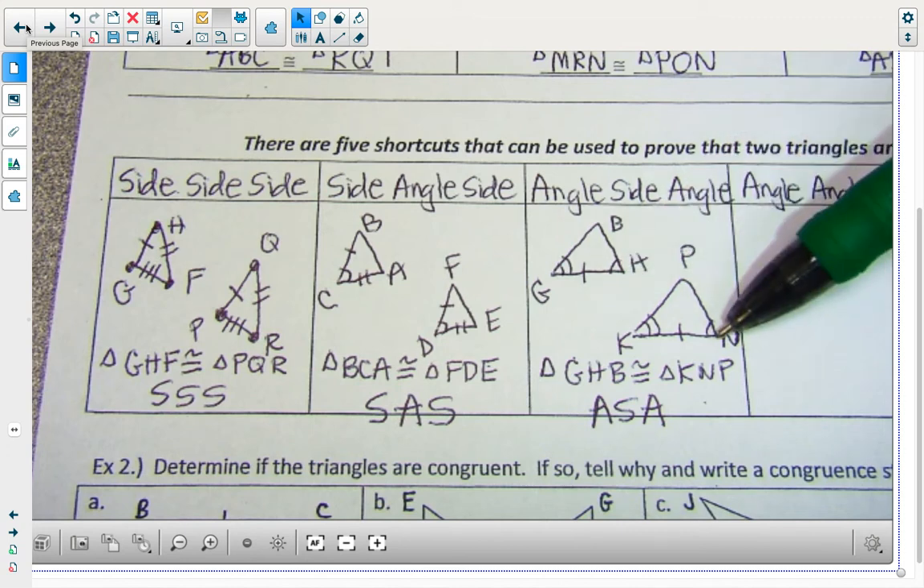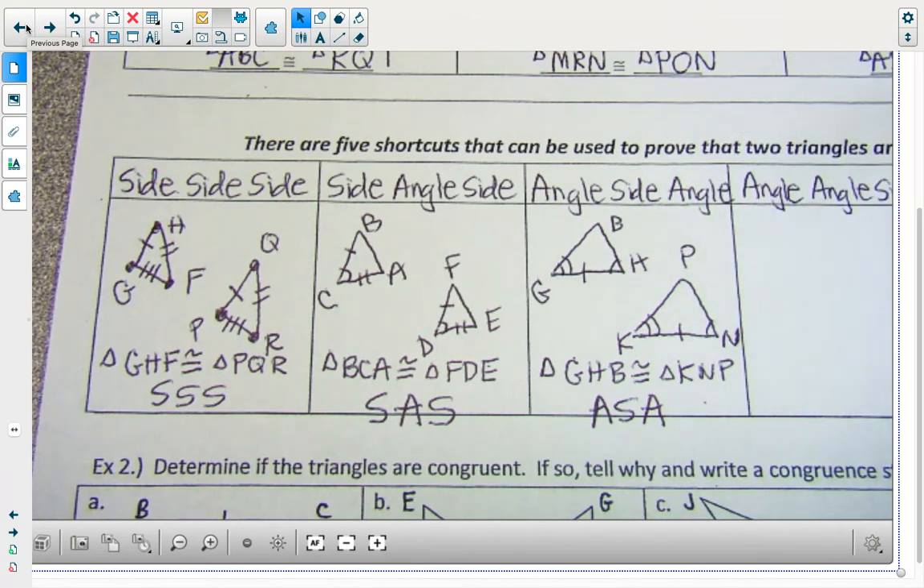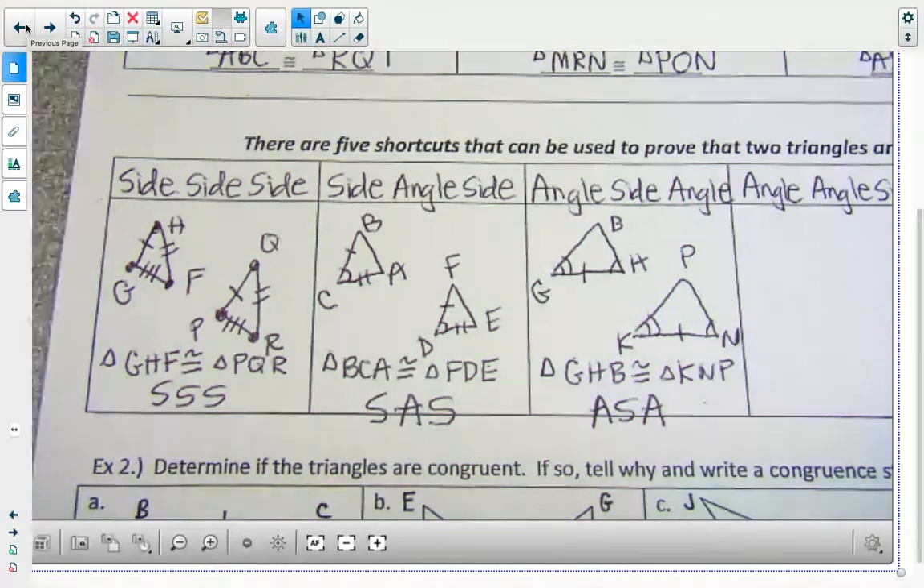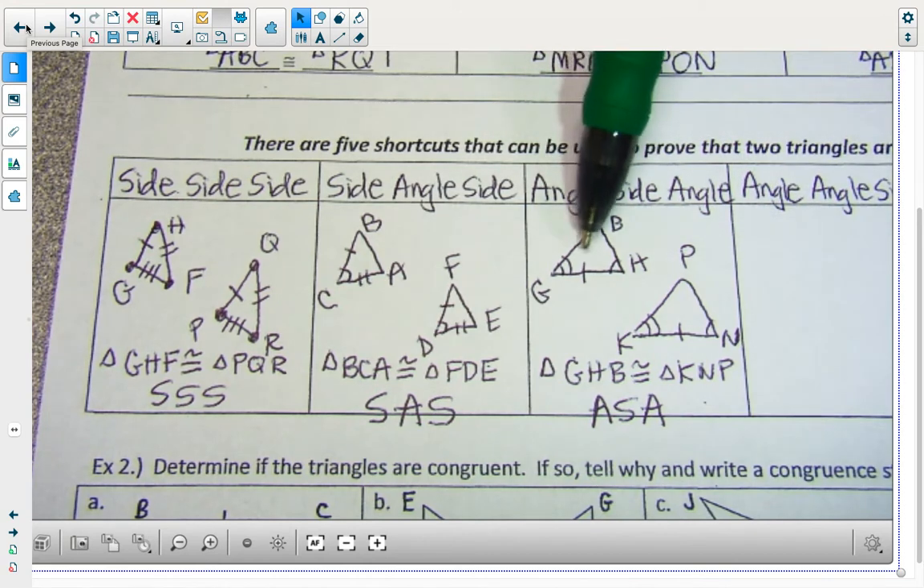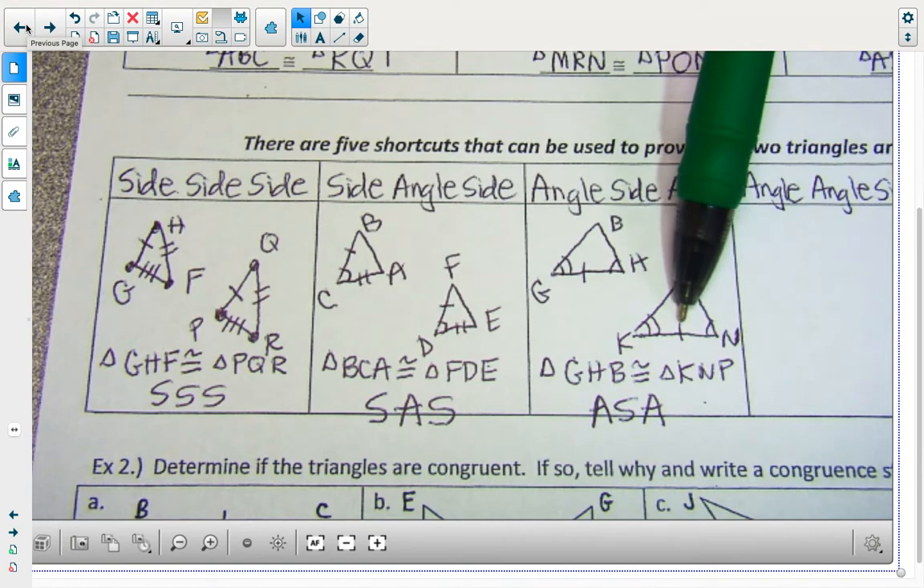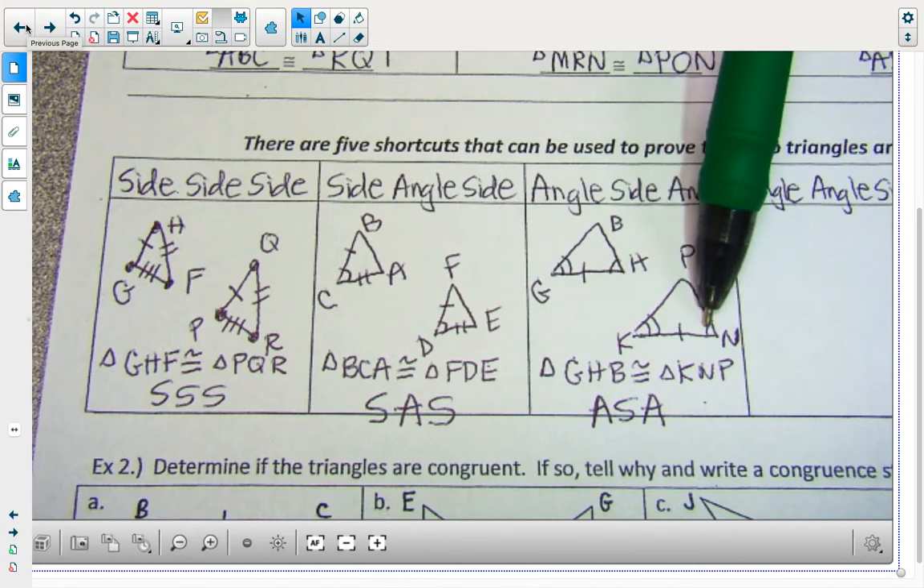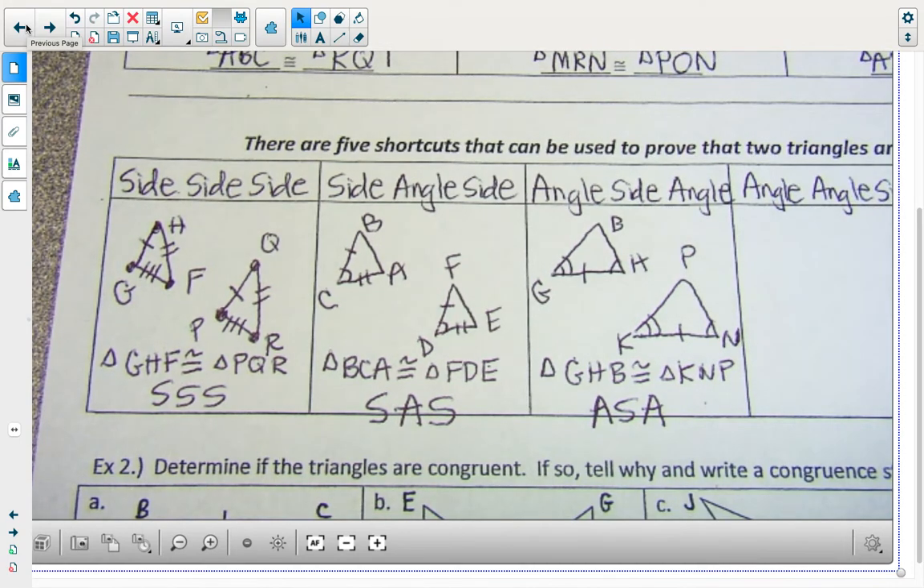And H and N correspond to each other. Just like with side, the angle had to be in the middle. For angle, side, angle, the side has to be in the middle. So notice this side is in between two angles. Notice this side is between two angles. So these are congruent by angle, side, angle. All right, so those are the first three.